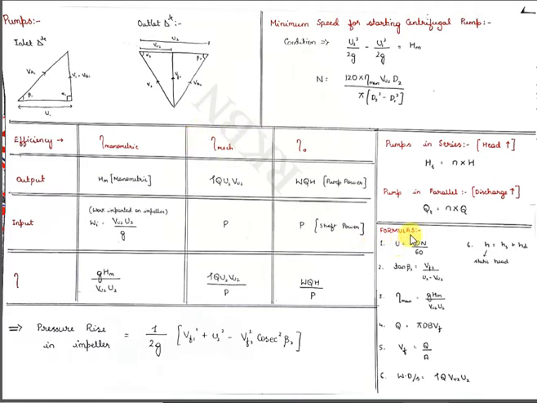Now, there are a few theory questions to be noted here: cavitation, a very important theory question, net positive suction head or NPSH, and one more question, pumps in series and pumps in parallel. Whenever we have pumps in series, the head is increased, that is total head is equal to the number of pumps multiplied by the head of an individual pump. Similarly, for pumps in parallel, Q total is equal to the number of pumps into the discharge of an individual pump. These are the theory questions you can get.